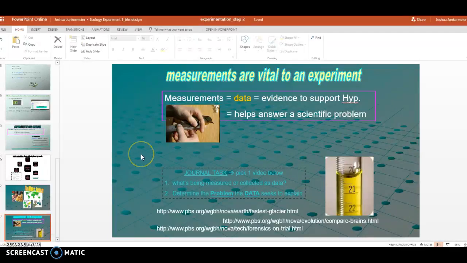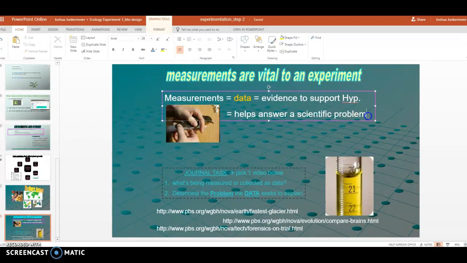All right, slide 13. In your notebook, please write slide 13. And then after you write slide 13 in your notebook, please get the definition for data. Or I should say the definition for measurements. It says measurements equal data. So it's what we use to support our hypothesis. So if you see HYP, this is hypothesis. And we use our measurements to help answer the scientific problem.